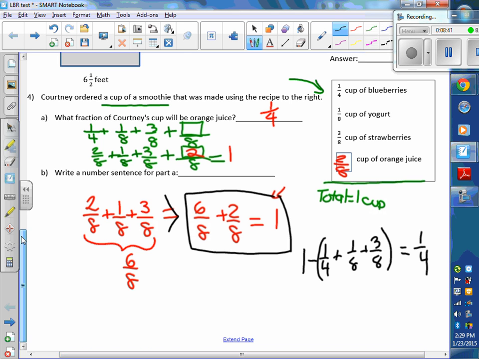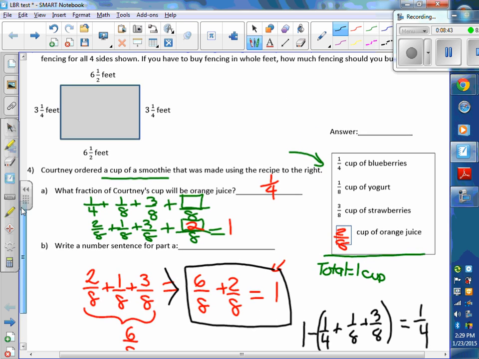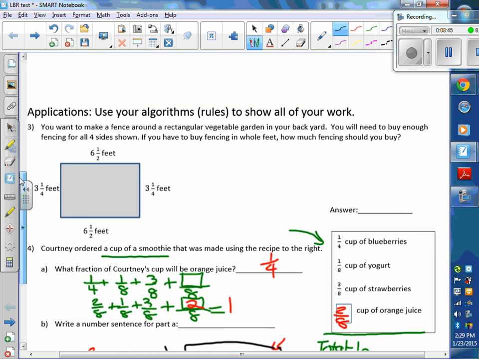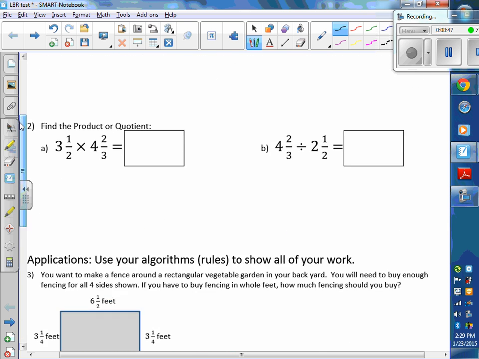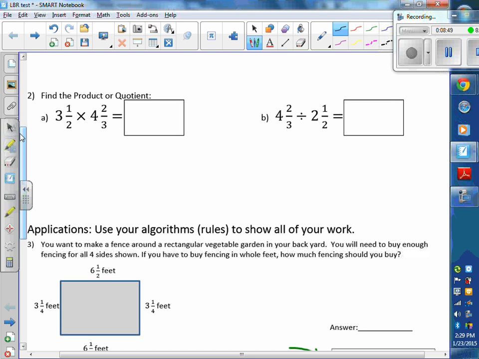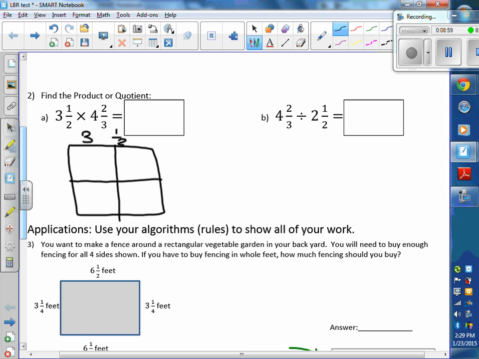Okay, Neve, what number? 2A. Okay. Did you draw an area model? Okay, good start. So 3 1/2 and 4 2/3 is how I would separate it. So 4 times 3 is 12. 4 times 1/2 is 4/2 or 2.